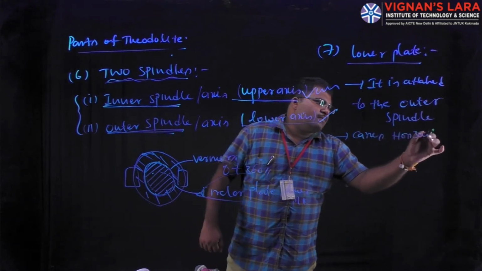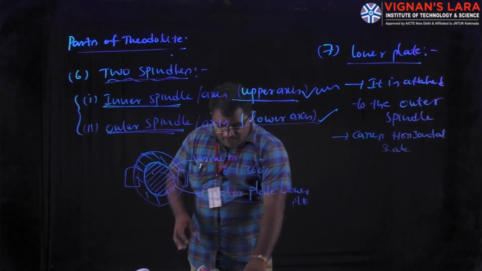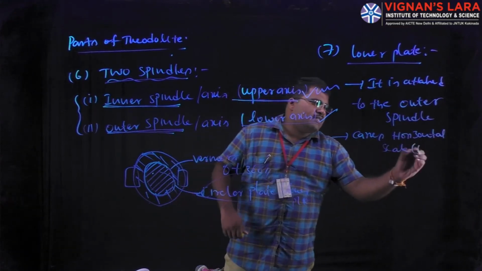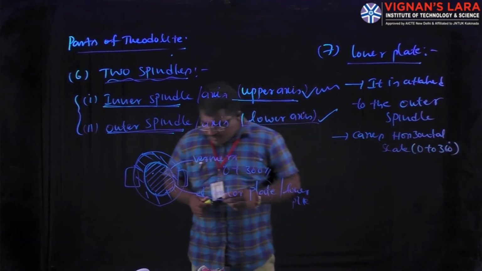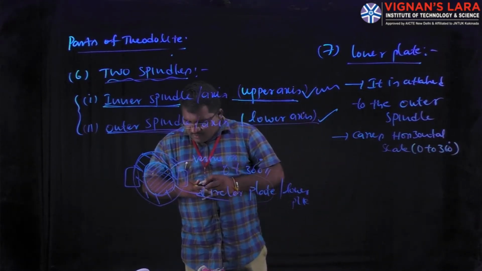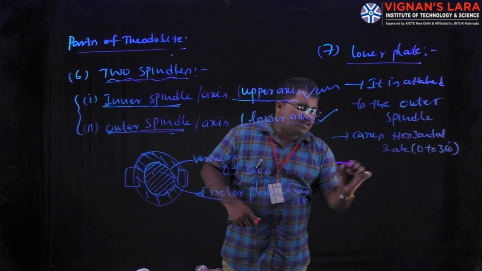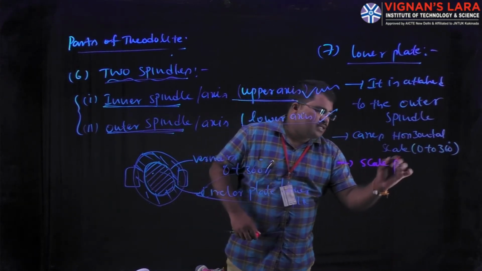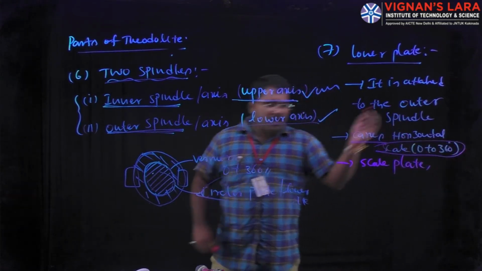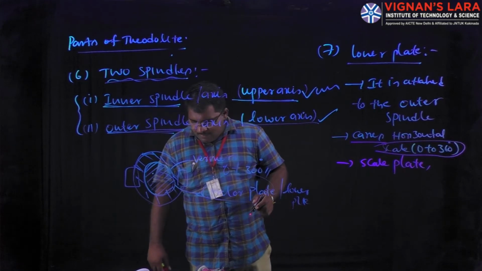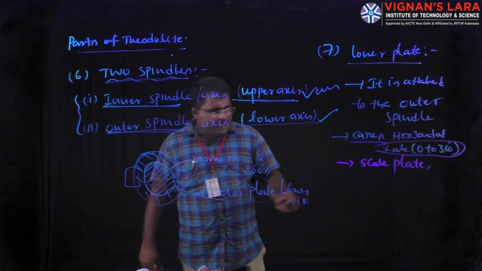a horizontal scale, where the horizontal scale will have the angles from 0 to 360 degrees. That's why it is also known as the scale plate, because it carries the horizontal scale.